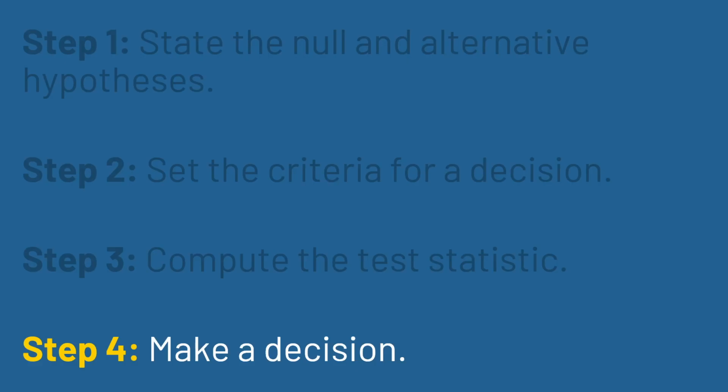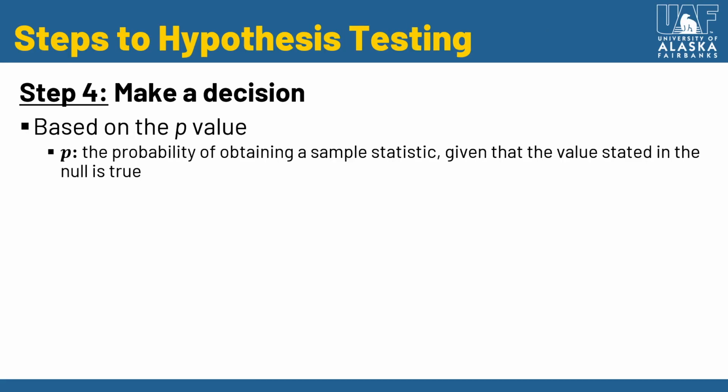three statistics. And so making that decision, that is based on the p-value, right? And the p-value is directly related to the test statistic, right? So as the test statistic is larger, generally the p-value will decrease. And so p, again, representing the probability of obtaining a sample statistic, given that the value stated in the null is true.